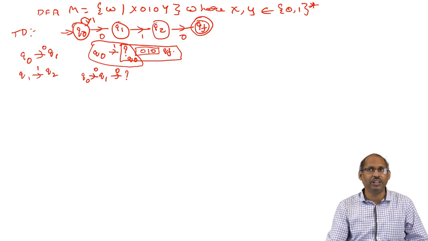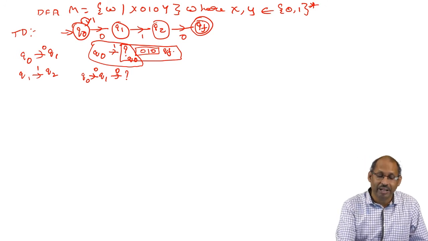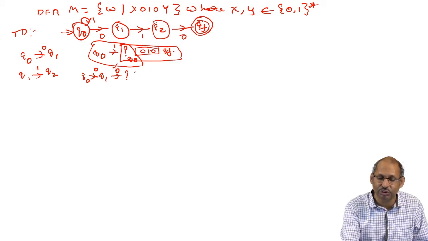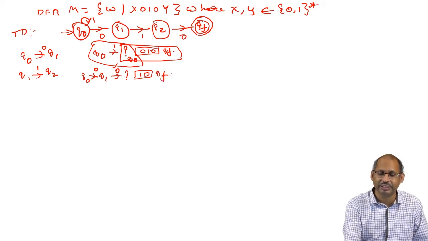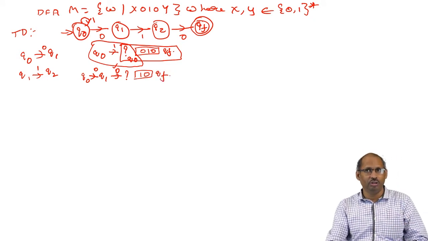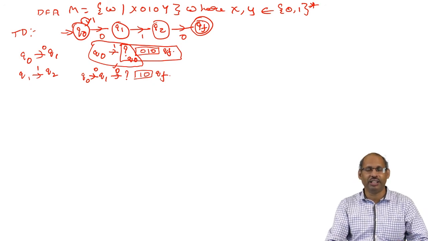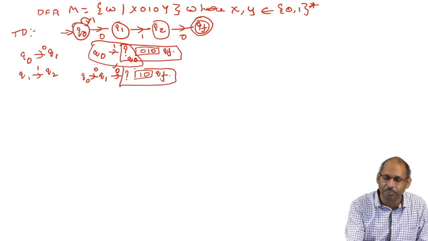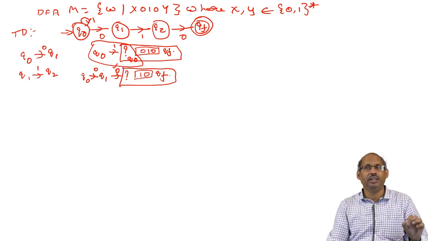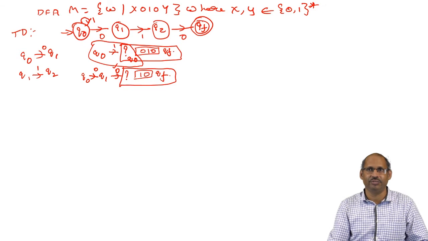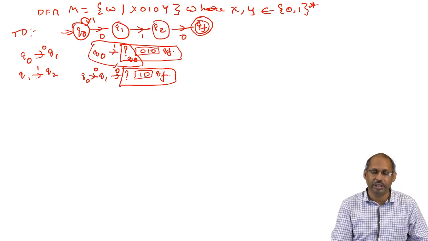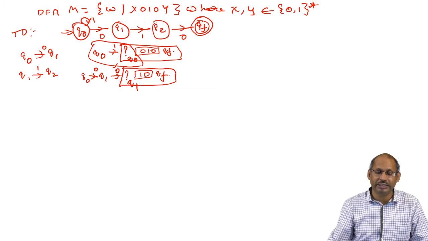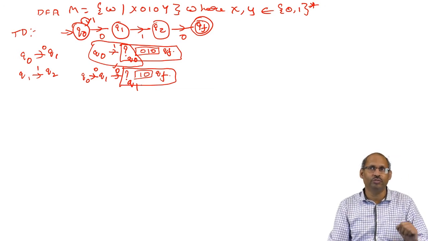Is 0 0 a prefix of 0 1 0? No. But 0 is a prefix of 0 1 0. So it must follow 1 0 to reach the final state. After 0, it requires only 1 0 to reach the final state. So what does this condition imply? Which state on 1 0 reaches the final state? It must be the Q1 state. Q1 on 1 0 goes to the final state.